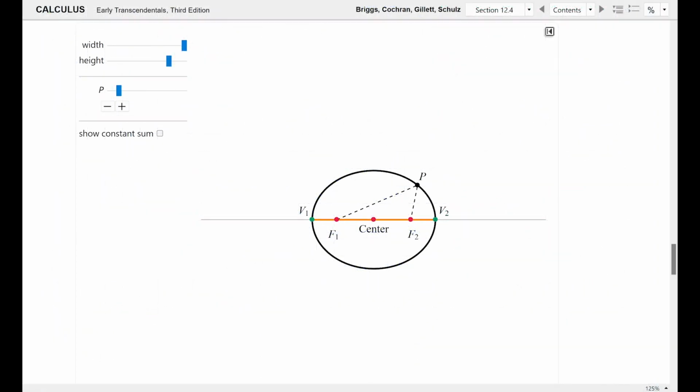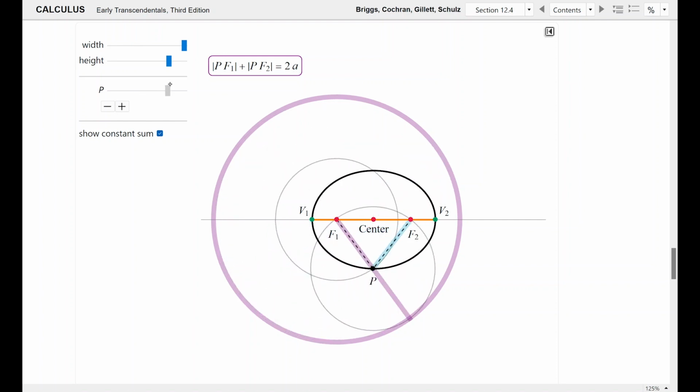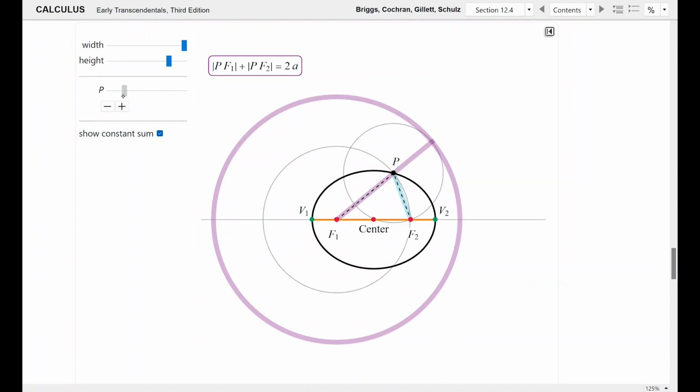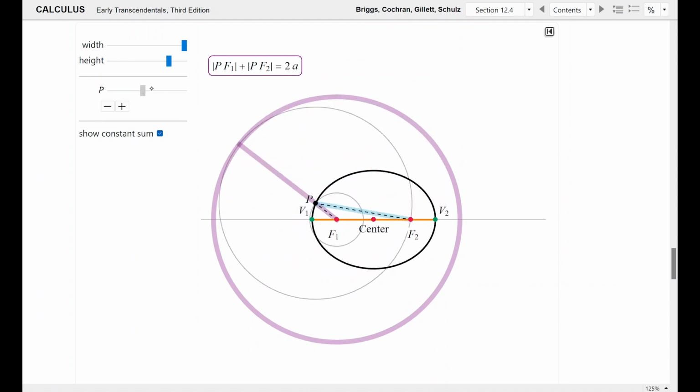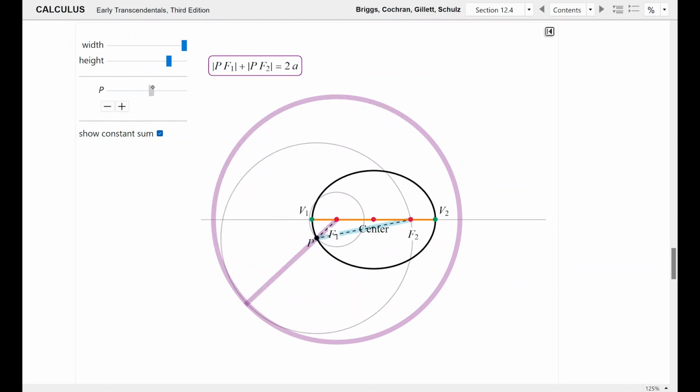And to see this constant sum at play here, if you add the blue line and the purple line, they'll always sum, no matter where you go on this ellipse, to that major length that you see there. So if you add the blue and purple dotted lines, they'll sum to the major purple line there, which is the radius of that outer purple circle.